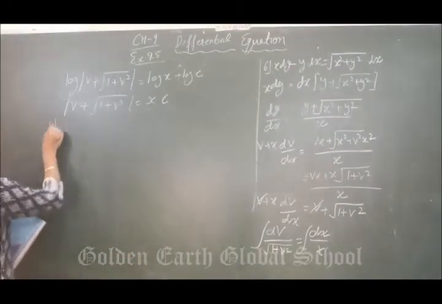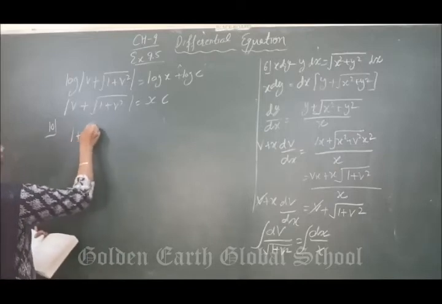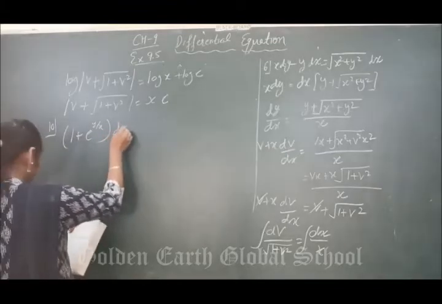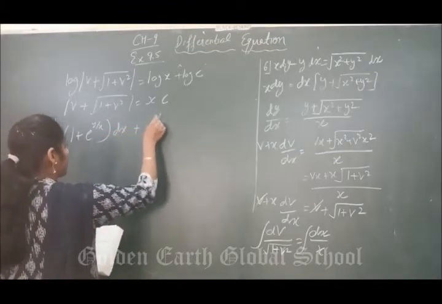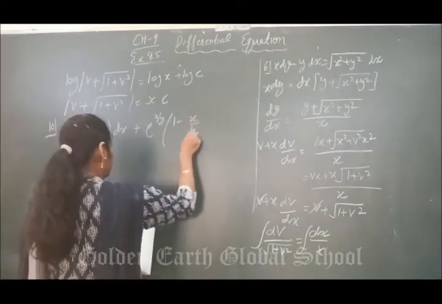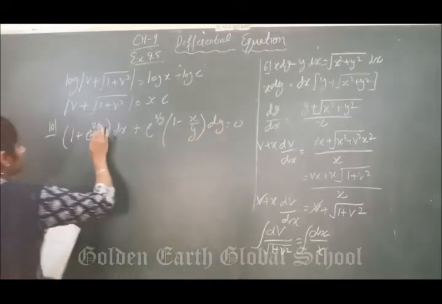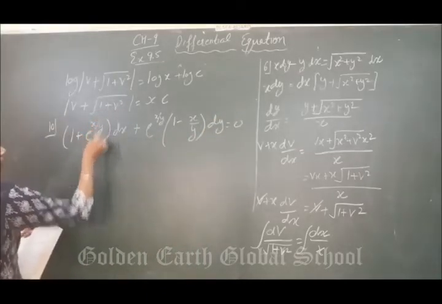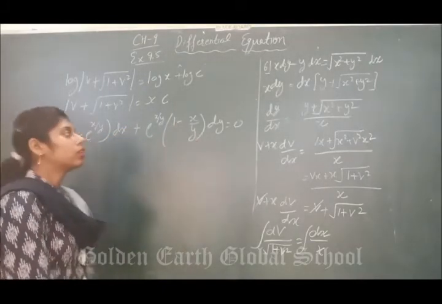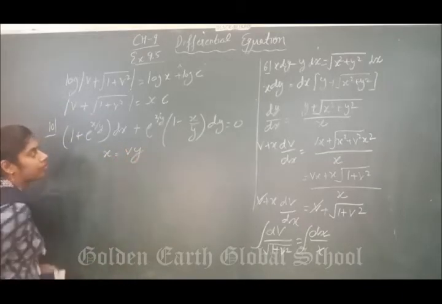There is an exponential function: 1 plus e raised to power y by x into dx plus e raised to power x upon y into 1 minus x upon y into dy. Here again it is x upon y. So the whole term is in the form of x upon y. Clear? So you can put here x equals vy.